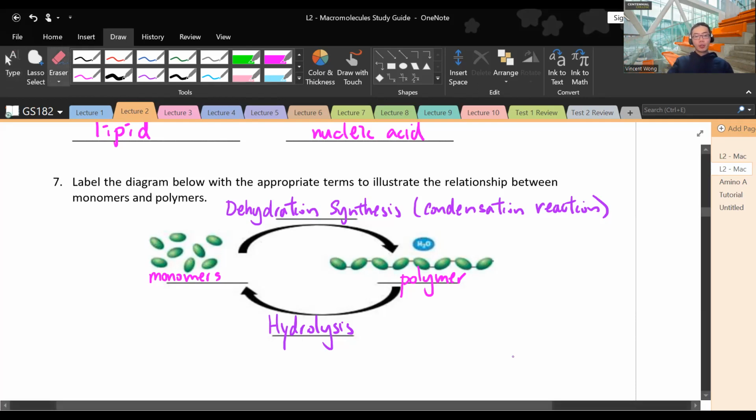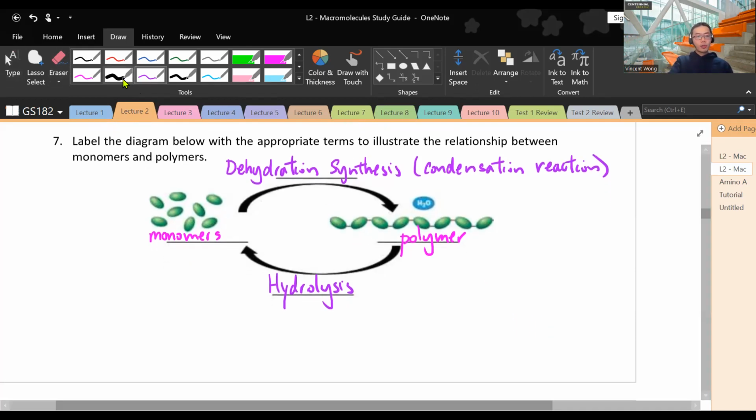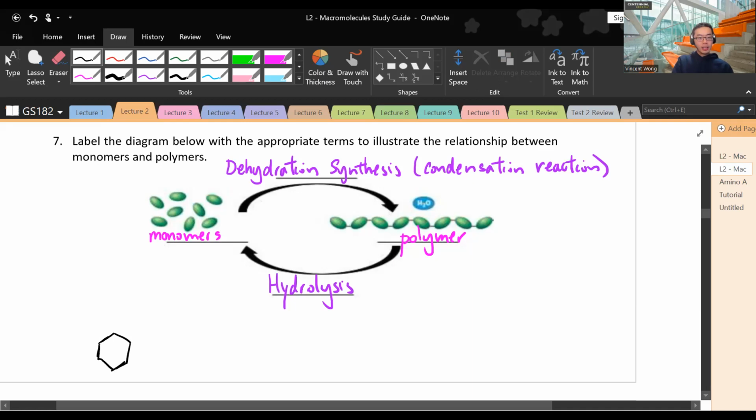Okay, so I just want to refresh your memory about dehydration synthesis. Let's say we have one molecule here that looks like a hexagon. If you watched the lecture recording, you would know that glucose looks like a hexagon. So there might be an OH here, and then we might have another hexagon here that represents another molecule, and then there's another OH here.